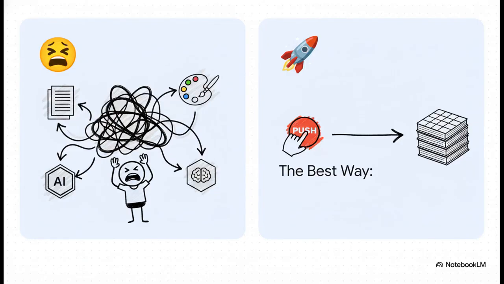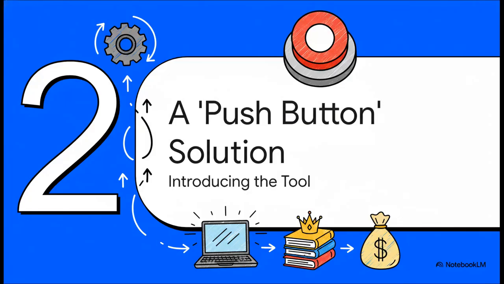And this, right here, this really lays it all out, doesn't it? This slide shows the exact conflict they're positioning themselves against. On the left, you've got the old way, this messy, complicated juggle between a bunch of different tools. And then on the right, you have their best way. One button, and you're done. That's the core sales pitch in a nutshell. Okay, so if that's the problem, what about this so-called push-button solution? Let's take a look at the actual tool at the heart of all this.